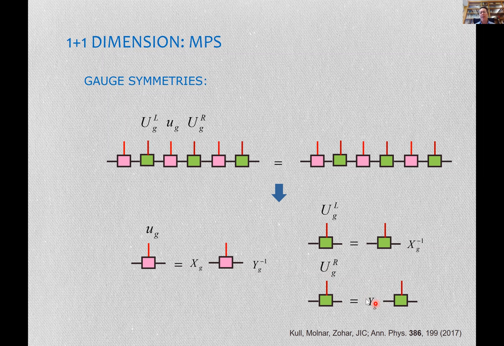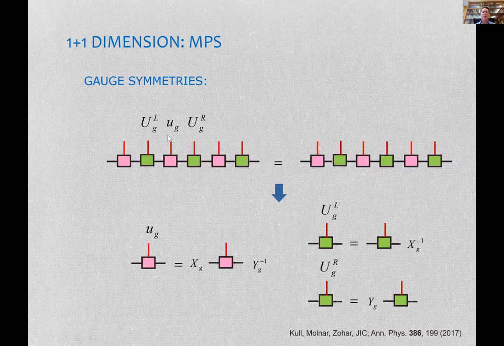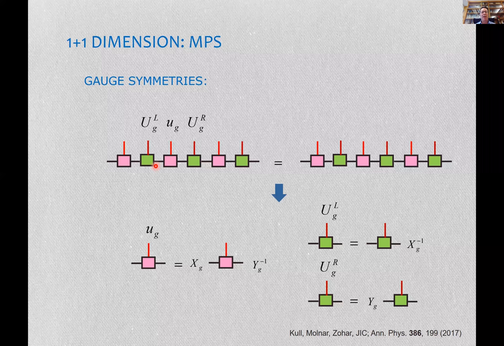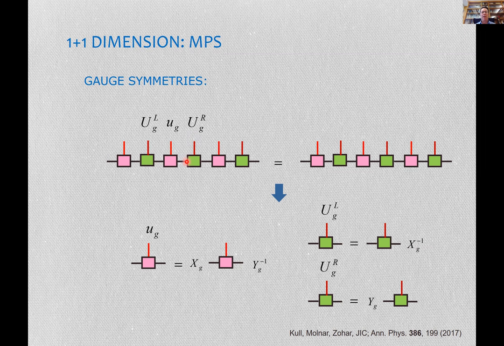And you can see that if these tensors fulfill these two conditions that I have here, then automatically you have an equality. Why? Because when I apply this U here, there will be an X coming here and a Y coming here. That's what this relation says. On the other hand, when I apply this U here, there will be an X minus one going to the right, which will cancel the X. So there will be a cancellation. And when I apply this U here, there will be a Y acting on the left, which will cancel the Y minus one from this one here. So the state will remain invariant, which is what we want. So it's very clear that if you have these conditions, then you will have a gauge invariant state.